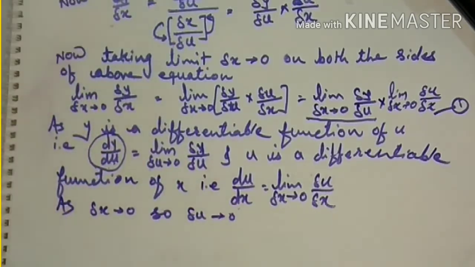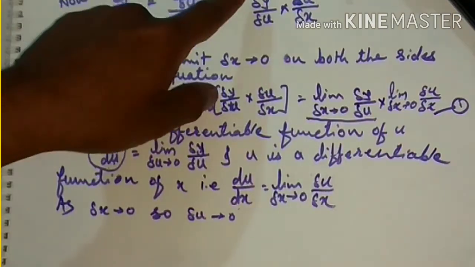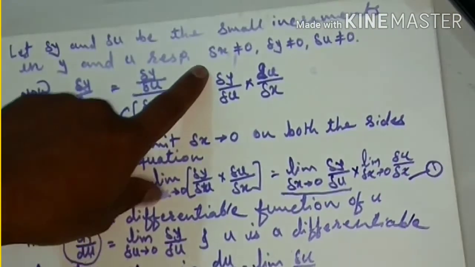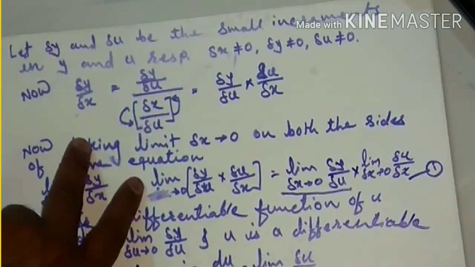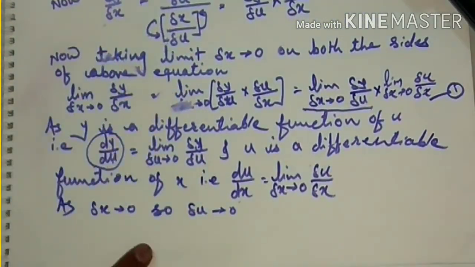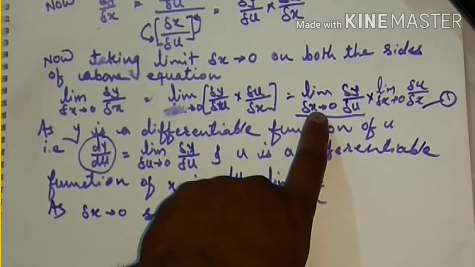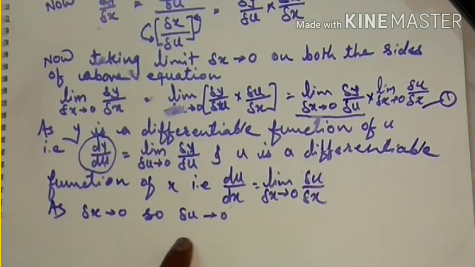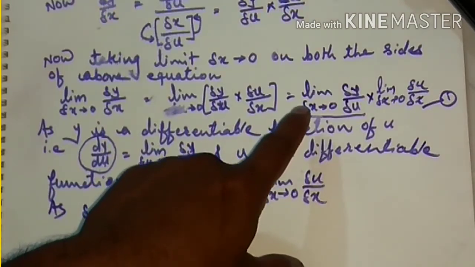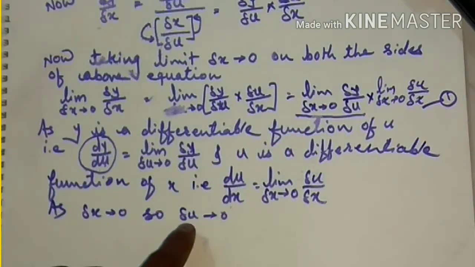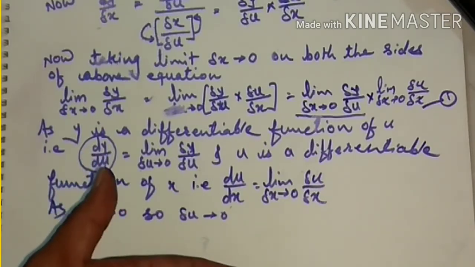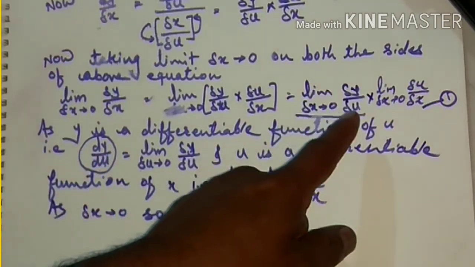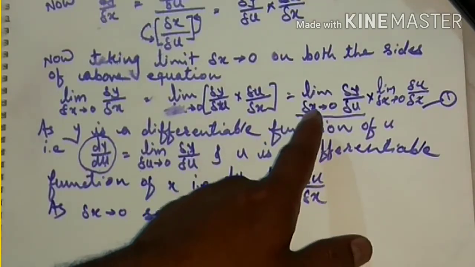Why? Because delta x and delta u are the small increments in x and u respectively, and they are not equal to 0. But if one is tending to 0, that means the remaining ones will also tend to 0. In this case, delta x is tending to 0, that's why delta u will also tend to 0. We will replace this delta x by delta u, because ultimately both are tending to 0.